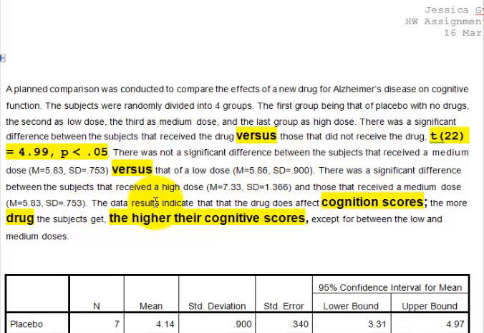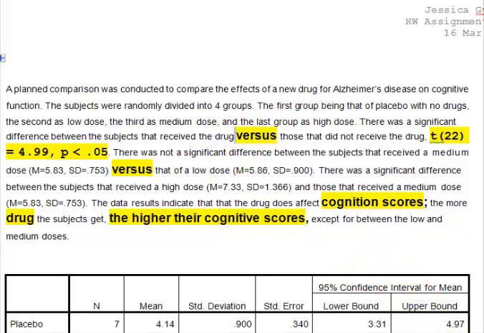And then back here, it says the data results indicated that the drug does affect cognition scores. You've got to be real clear here. What does the drug affect? It affects the cognition scores. That was the DV, right? And the more drug they got, the higher their cognition scores, except between the medium and low. So this one was pretty darn close to spot on. Just remember these little changes that I'm giving you here.